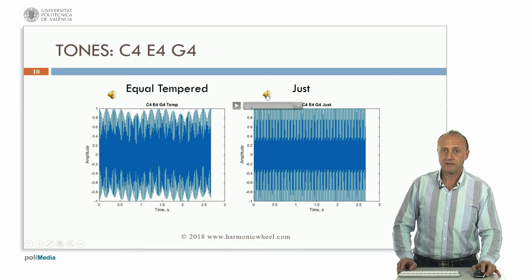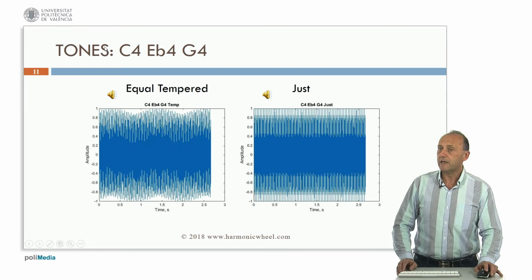there are no beats. Now let's try with a minor chord, C minor, in equal temperament. The beats are smaller, but they are still present. Then in just intonation, there are no beats. Again, equal temperament. And just intonation.